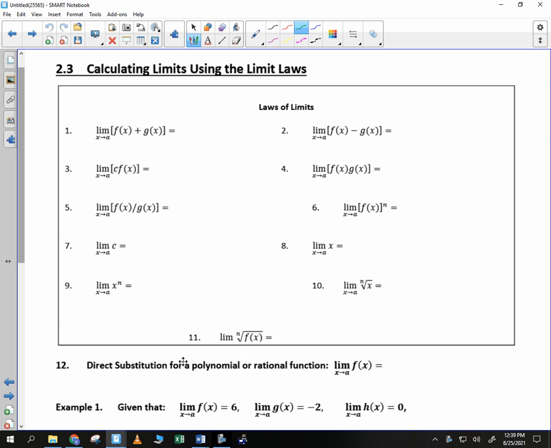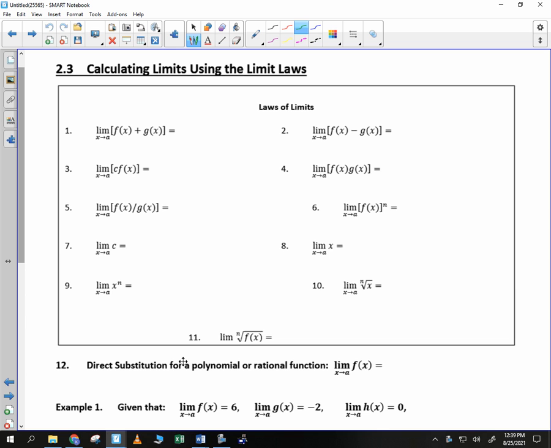Okay, we're going to go with some general rules of limits. Today you're going to be able to calculate limits by using general rules, and you're also going to be able to do it algebraically. So far you've been able to calculate limits by using a table and also graphically. Today we're going to look at more of a numerical and algebraic approach. So there are some laws of limits.